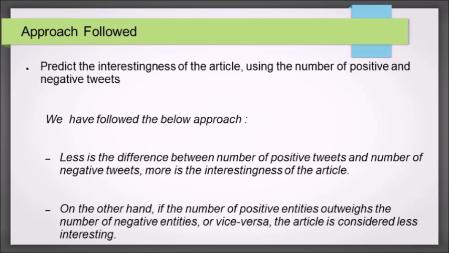In our final step, we predict the interestingness of the article using the number of positive and negative tweets. Interestingness of the article is calculated based on the number of positive and negative tweets for each of the dominant entities. The following 2 parameterizations are made to determine the interestingness of an article. The first one is that the less the difference between the number of positive tweets and the number of negative tweets, the more is the interestingness of the article. On the other hand, another parameterization is that if the number of positive entities outweighs the number of negative entities or vice versa, the article is considered less interesting.